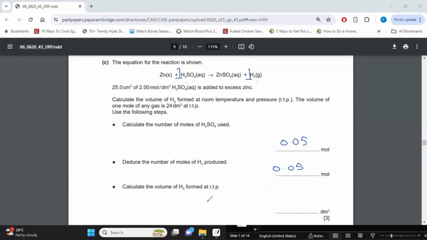I will go over another question with you guys where the ratios are different. Because the ratio is 1:1, for 1 sulfuric acid, we have 1 hydrogen. So whatever are the moles of sulfuric acid, the moles of hydrogen will be the same. Now, when we talk about our moles of hydrogen, they are 0.05.